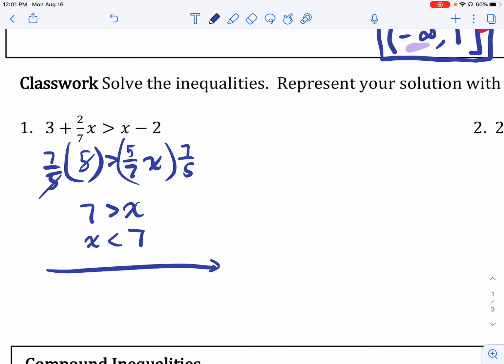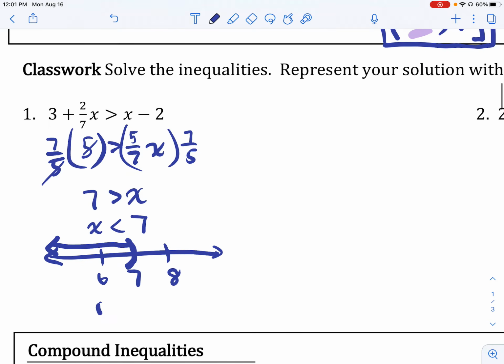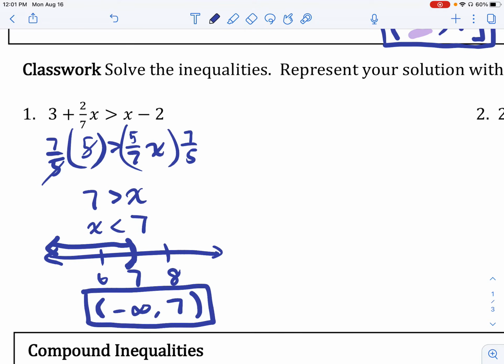If I were to draw this on the number line here, I could say, okay, here's my 7, here's 6, here's 8. And x represents all the numbers that are less than 7. Or again, if you don't want to use an open circle, parentheses, less than 7. In interval notation, I would say negative infinity to 7, parentheses. And that would be my solution. Okay?